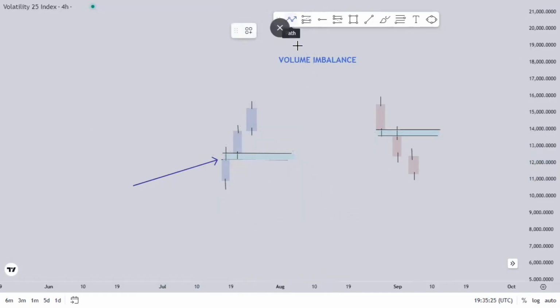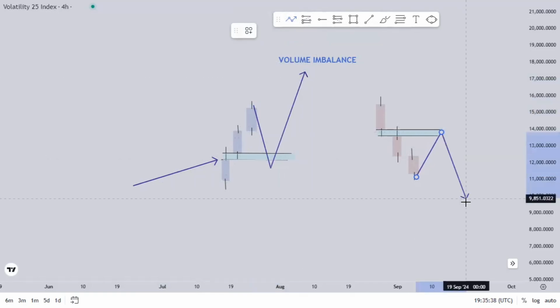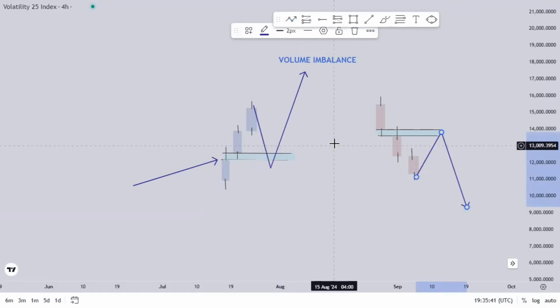More often than not, price returns to refill this volume imbalance, sometimes breaking below, then continuing the overall direction. And sometimes it returns to fill it and continues in the overall direction. What I do, once this volume imbalance is identified after working down my top-down analysis perspective, is execute the trade exactly at this point.